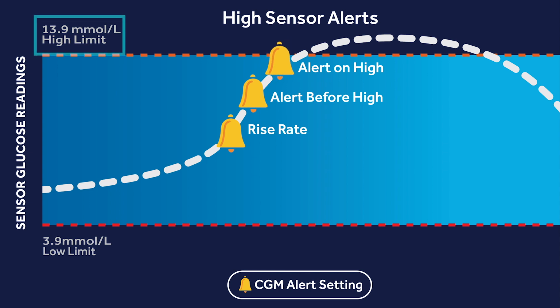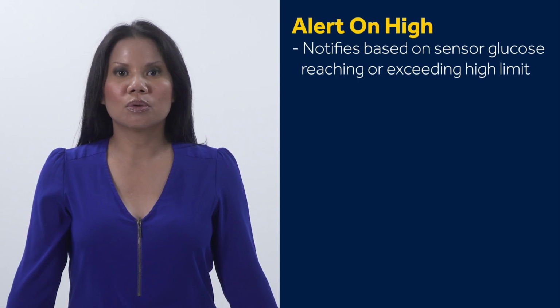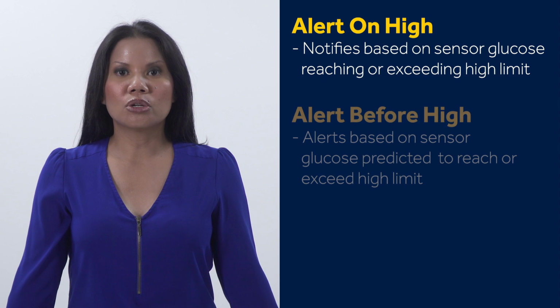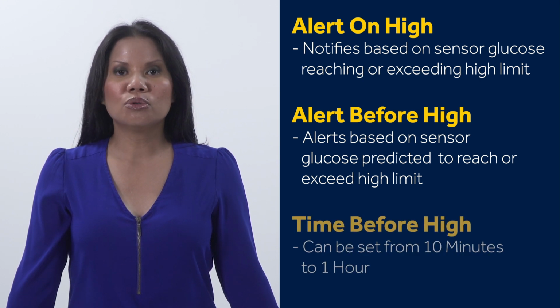But first, you'll need to set the high limit. The high limit is what the high alerts are based on and will show on the sensor graph as an orange horizontal line. The Alert on High option will notify you anytime your sensor glucose reaches or goes beyond the high limit you set. The Alert Before High option notifies you when your sensor glucose is predicted to reach your high limit. You can choose to be notified from 10 minutes up to an hour before your glucose reaches the high limit by programming the time before high.